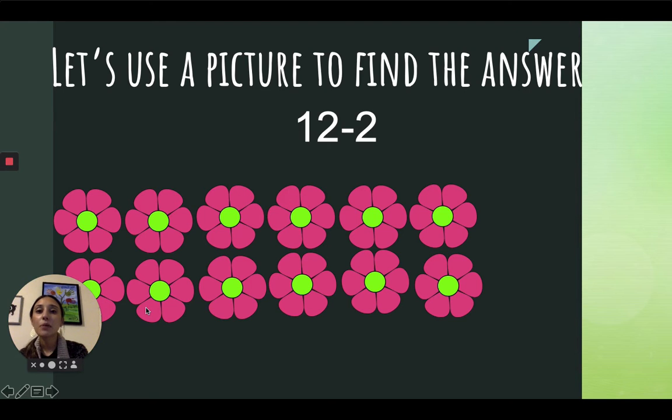All right, this time we're going to find 12 minus 2 using a picture. I usually like to always start with the biggest number. So what's bigger here, 12 or 2? That's right, 12. I would want 12 cookies. I wouldn't want only 2 cookies. I want the most. So I'm always going to start with my biggest number when I'm subtracting.